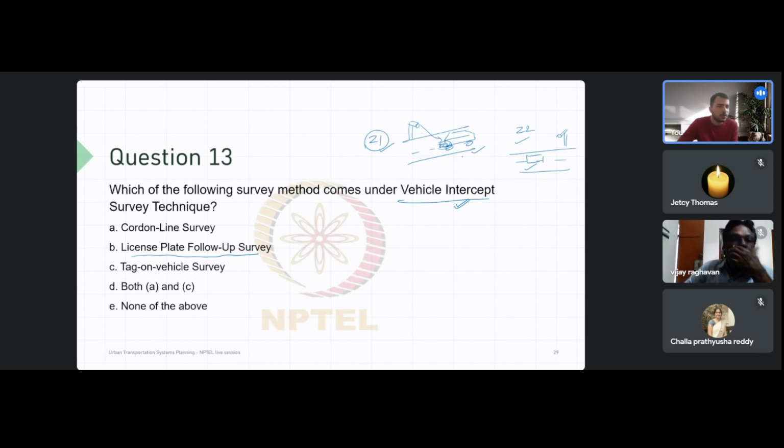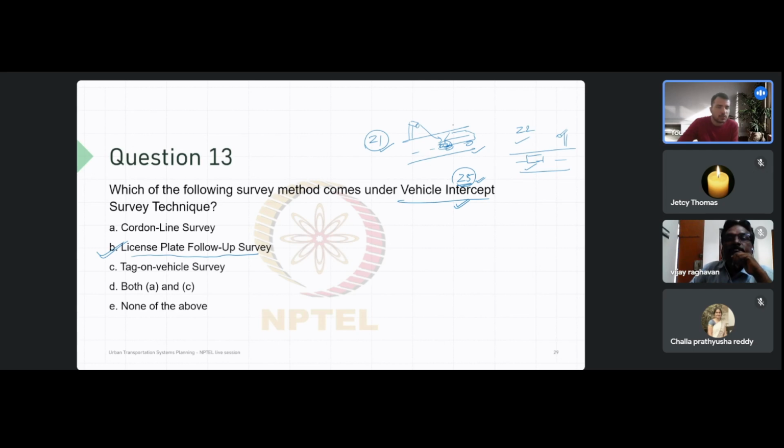Even a small level of data can give us an idea that everyone is traveling from zone 1 to, let's say, zone 5 in the city. Zone 5 may be a business center where people are working or offices are there. So this is how we do it in license plate follow-ups. So B is correct.